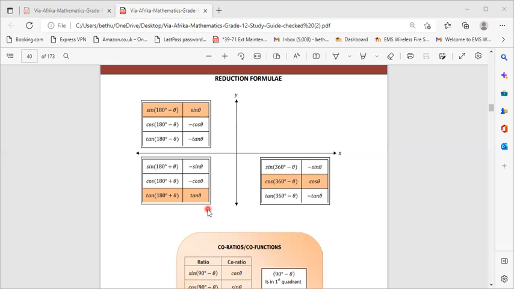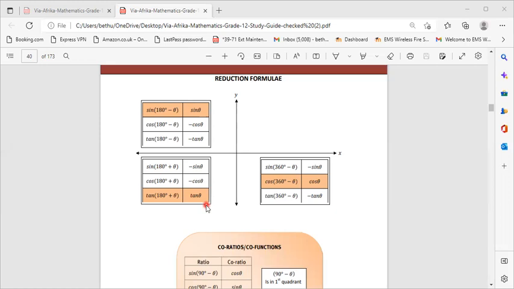Now, in your fourth quadrant, same thing applied. So you've got sine, open bracket, 360 degrees minus theta, close bracket. You have negative sine theta. Cos 360 degrees minus theta can be expressed as cos theta. And tan 360 degrees minus theta, apologies for that, is equivalent to negative tan theta. So with these, we have applied our reduction formulas.